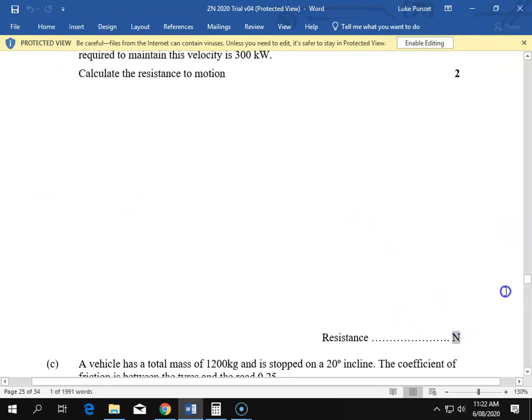Now, it says 90,000. Remember, we want to have our answer in newtons, right? Just check that you don't write kilonewtons or newtons. It tells you there to give the answer in newtons, so it's 90,000 newtons. Okay.